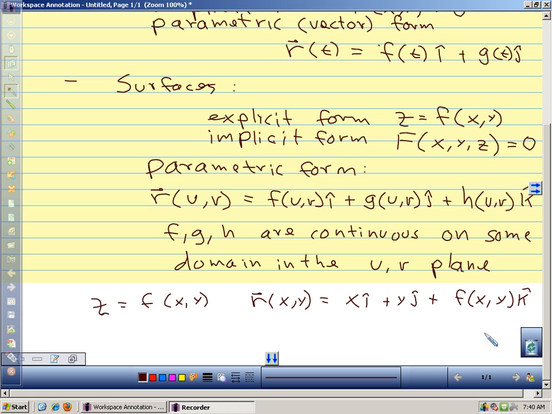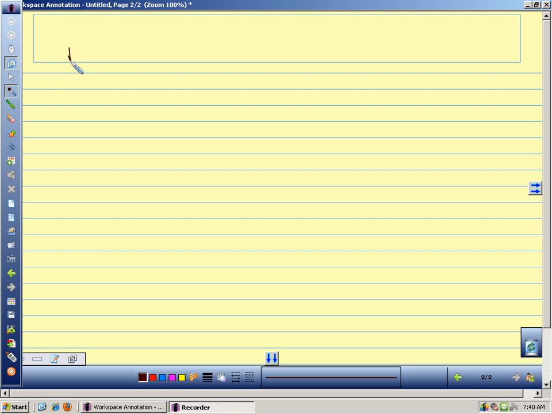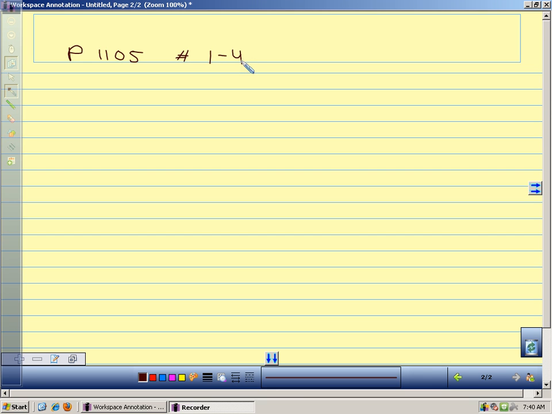So what I want to do is look at some examples. You have some examples in your book, and we're going to match some parametric representations to their graphs, and then figure out how we can transfer back and forth between the two forms. In your books, on page 1105, we're looking at number 1 through 4. We want to match the parametric surface with its graph.